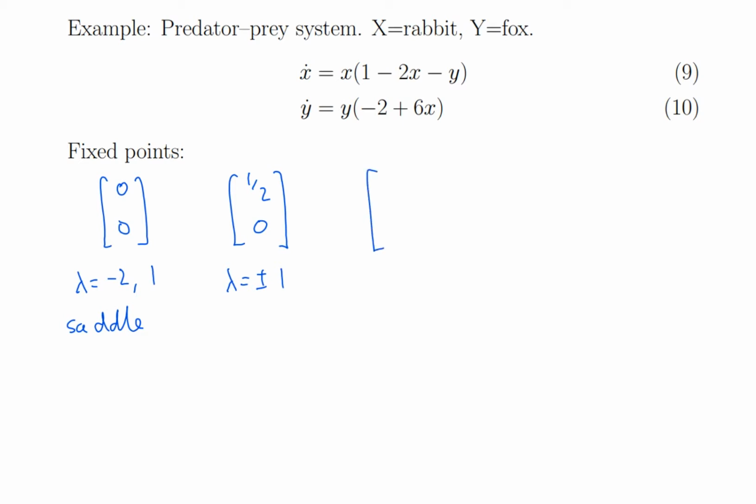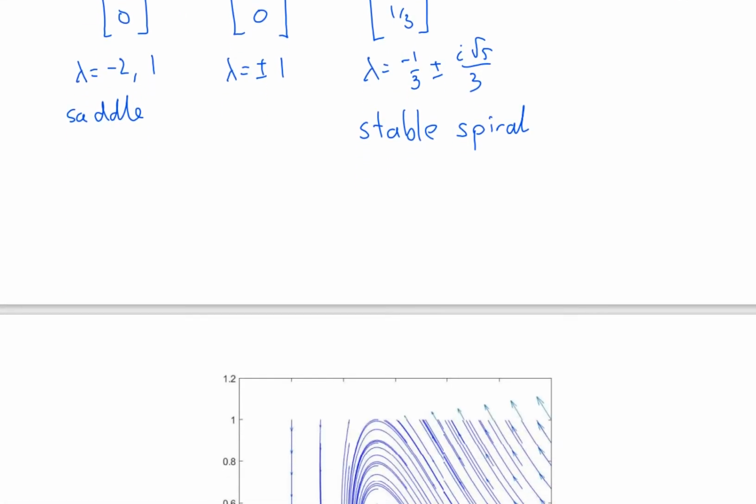And the fixed point at 1/3, 1/3 has lambda equals -1/3 ± i root 5 over 3. That is a stable spiral. So this time we have some possibility of coexistence of the two species because of this stable fixed point when there is 1/3 unit of rabbits and also 1/3 unit of foxes. Let's see how that analysis compares to the phase portrait, which has been drawn numerically.